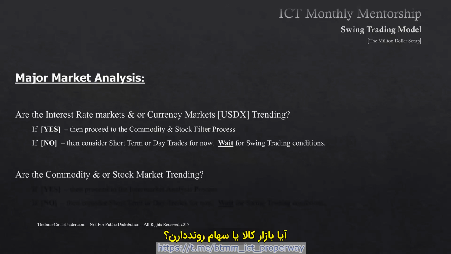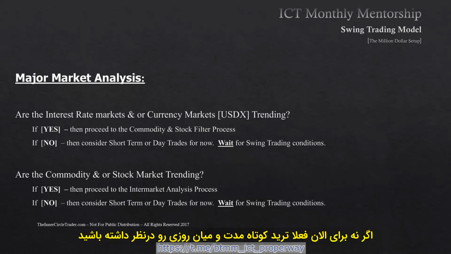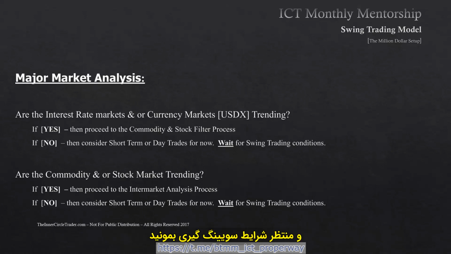Are the commodity and or stock markets trending? If yes, then proceed to the intermarket analysis process. If no, then consider short-term or day trades for now and wait for swing trade conditions. I have to have both of these in agreement. Now, you only need one from each group.